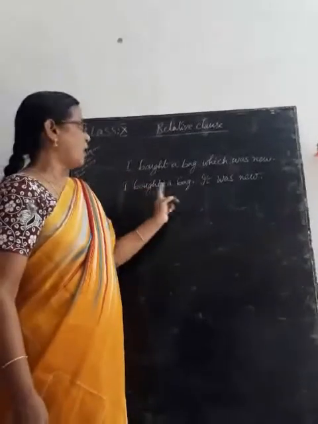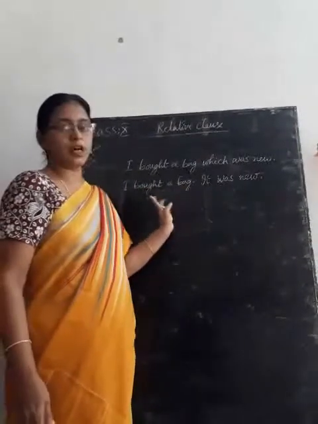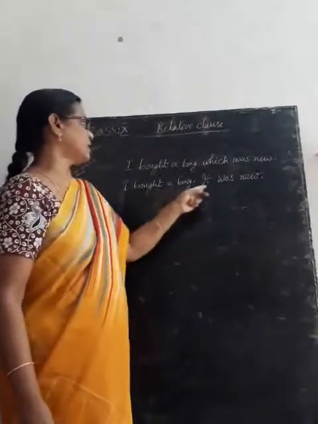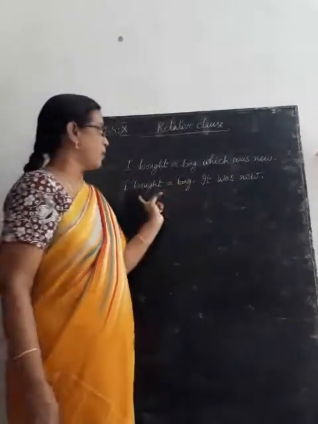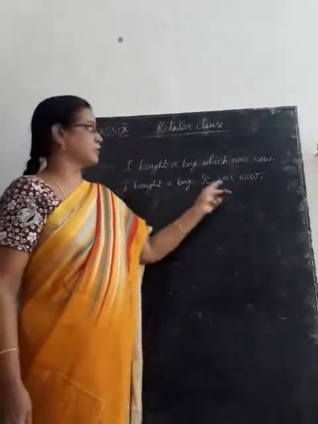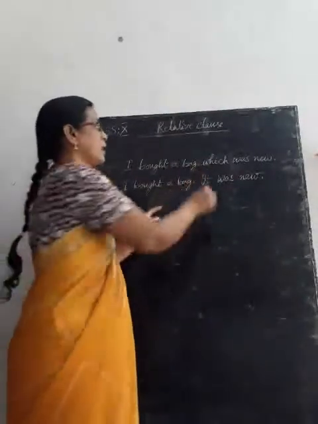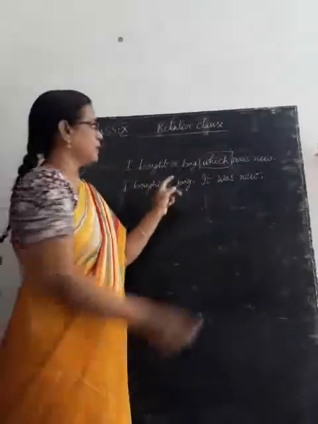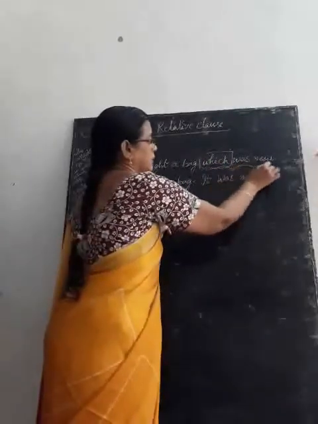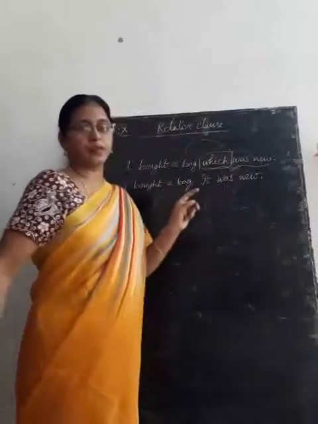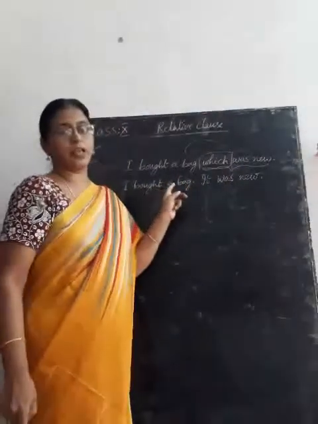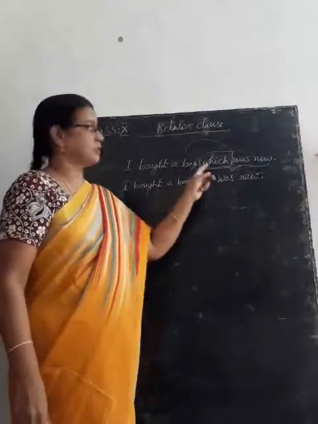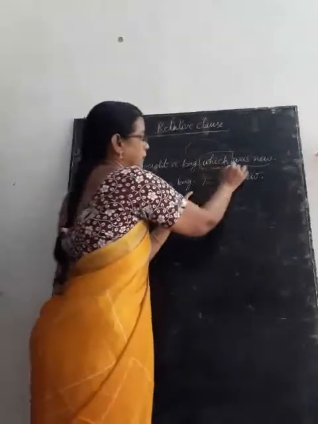See here, I bought a bag. It was new. These are two separate sentences, but that describe the same noun. What is it? The bag, same noun. That's why I have written by using the relative pronoun which. I make it one sentence. So it is relative clause. It describes the same noun. And it is also subordinating clause, which was new.